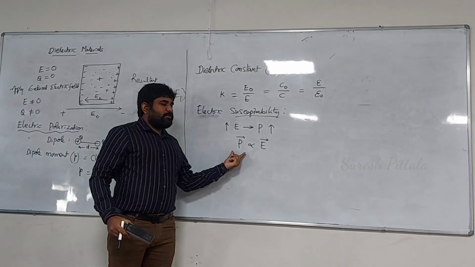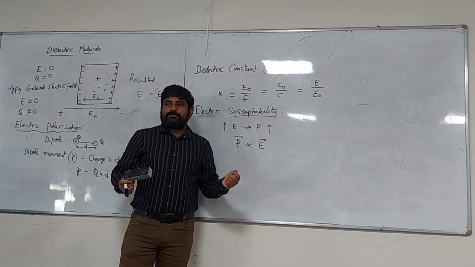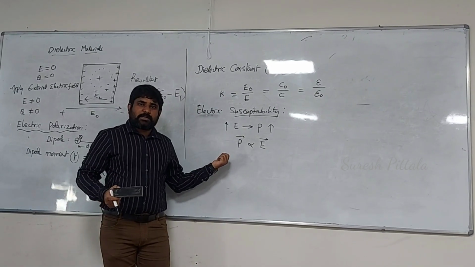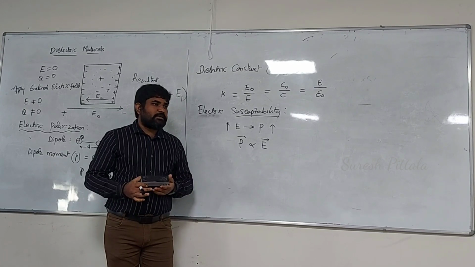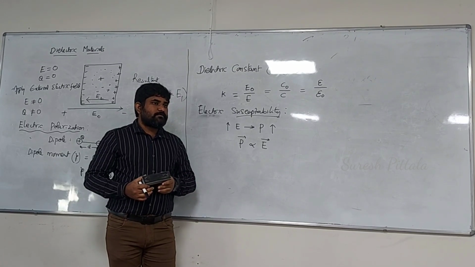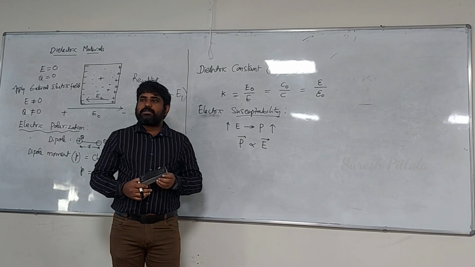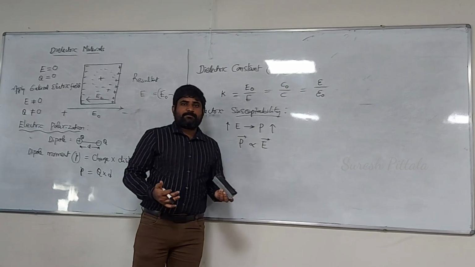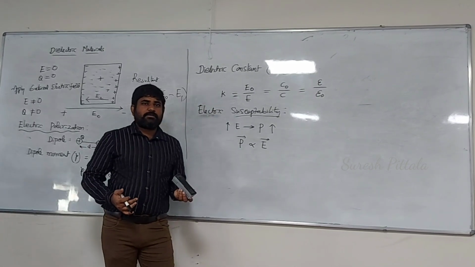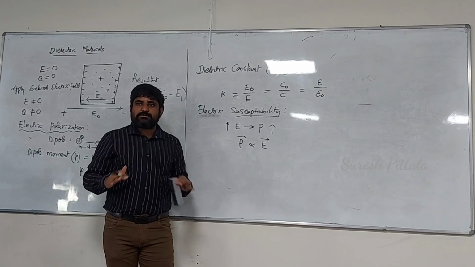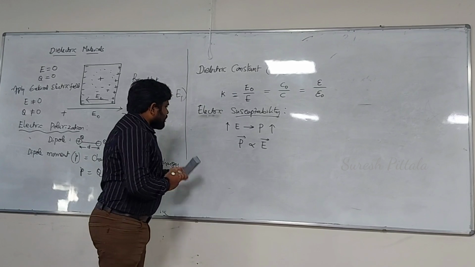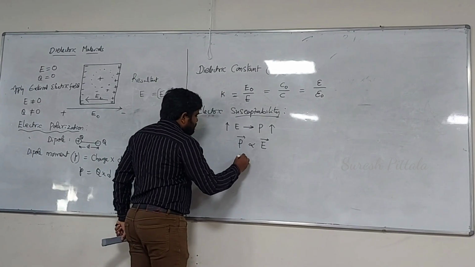So how long can you keep on increasing the electric field? Can you keep on generating polarization in the material? That's the idea. How much polarization can you create? Is it an infinite process? Not right. There is a limit where you actually have to stop. So the proportionality constant gives that limit.